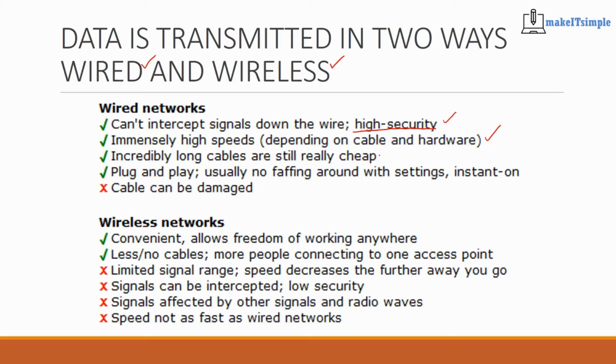Incredibly long cables are still really cheap, meaning making cables is kind of an easy business now because it's cheap to just wrap copper in plastic or glass. It's plug and play, so you usually just plug it in and it works. That's the good thing about wired. However, the cable can be damaged. If the cable is damaged, it could cause a lot of problems, which is probably the reason why internet goes down from time to time.